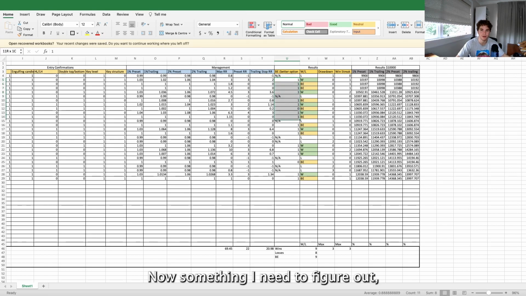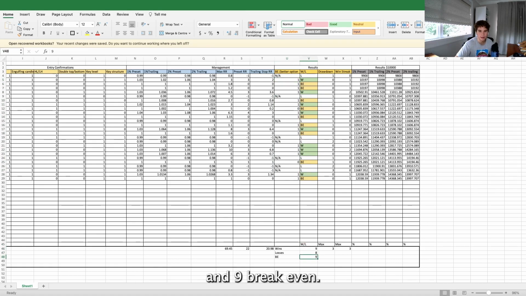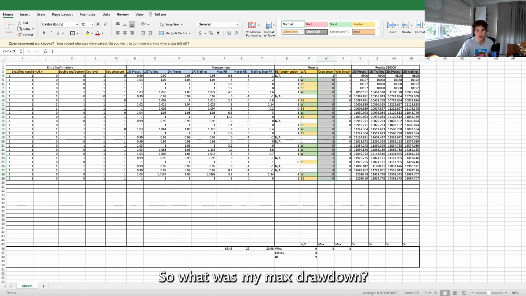Now, something I need to figure out, should I take some profit at break even? Because if we look down here, we had 9 wins, 8 losses, and 9 break even. If you do the math, you'll get to see whether taking some profit at break even is better or letting them run. Right here, we have drawdown. So what was my max drawdown? Hit 3 in a row, and win streak, we also hit 3 in a row. If I hit break even, it doesn't change anything. I'm still on a losing streak or a winning streak. Break even is break even.